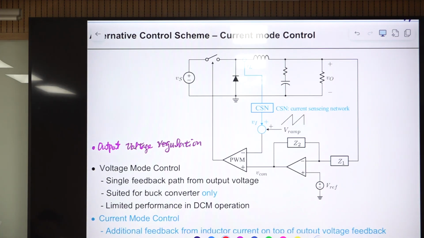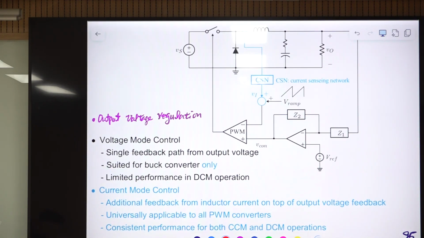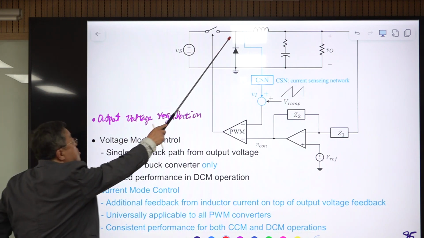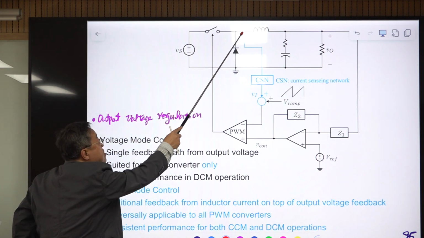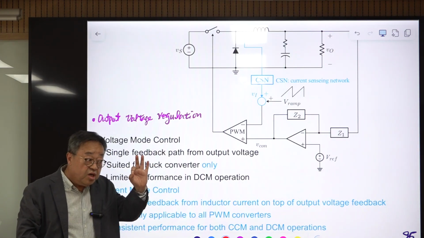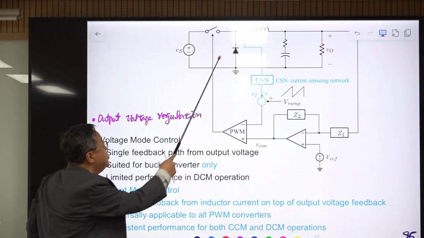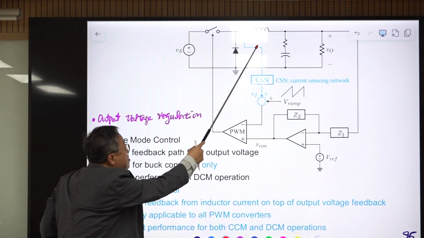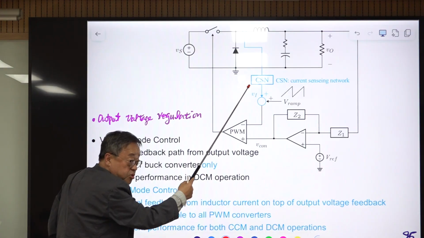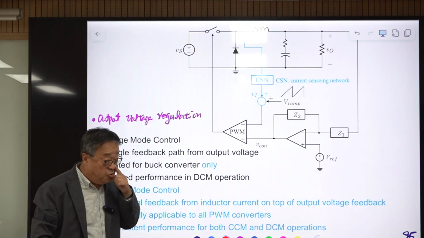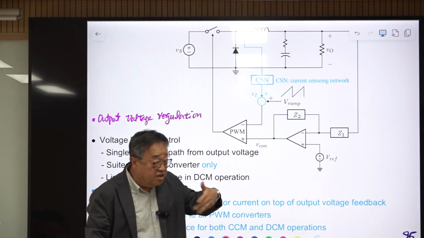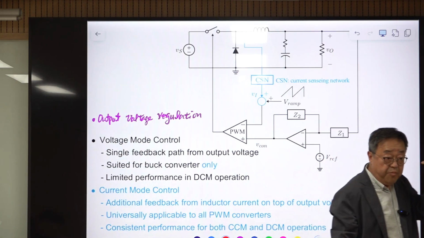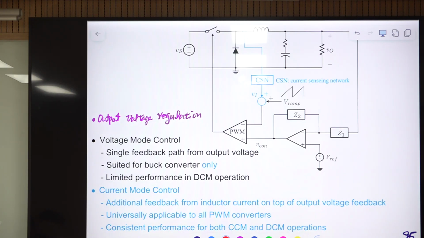Okay, so the alternative is called current mode control, and the only difference is this one. In current mode control, you sense the inductor current. This is the symbol of the current sensor. This circle is just the symbol. This means the current information is coming into this, and there is a simple block called the current sensing network. This circuit is sensing the current passing through the inductor. This can be a simple resistor in some cases. It should be a resistive parameter because the dimension here is current and the dimension here is voltage.